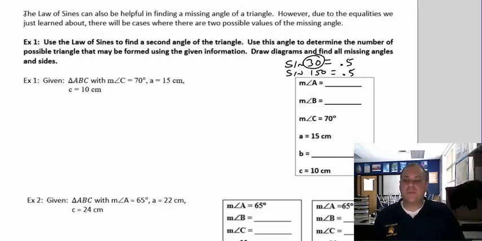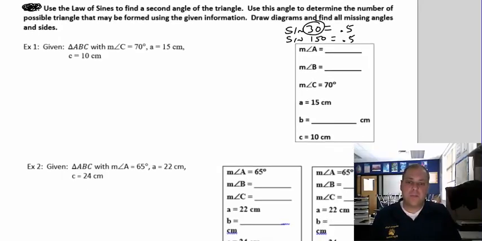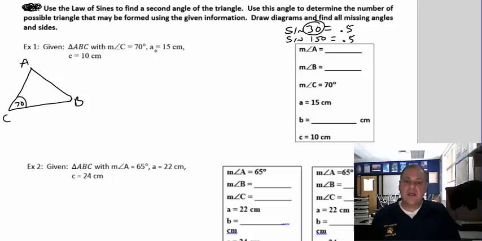Now, this is not supposed to say example 1. It's just supposed to be the directions for examples 1 and 2. Use the law of sines to find a second angle of the triangle. Use this angle to determine the number of possible triangles that may be formed using the given information. Draw diagrams and find all missing angles and sides. All right, so we have triangle ABC here. We'll draw an acute triangle, and then if necessary, we'll draw an obtuse triangle. We don't always have to do that. Angle C is 70. Put that really anywhere you want. We'll just put A here and B here. A is 15 and C is 10.